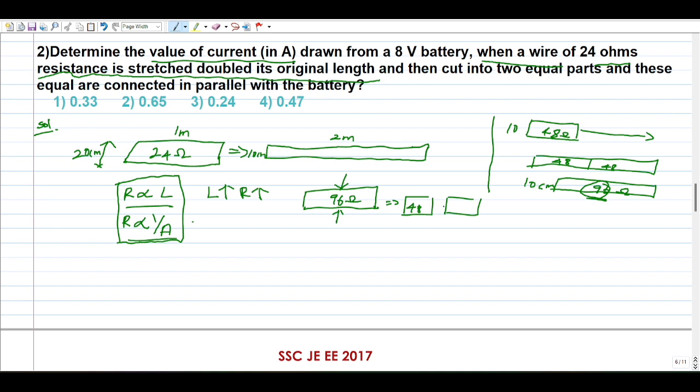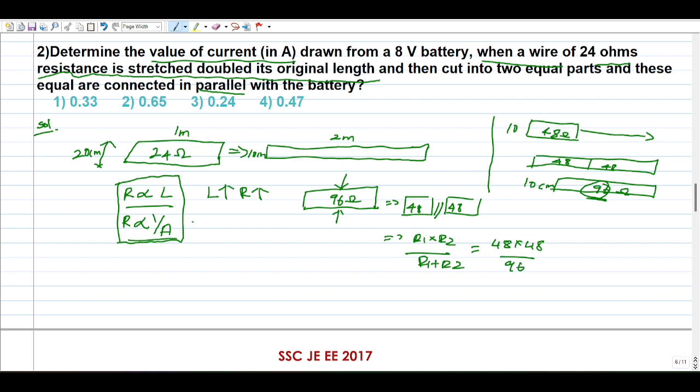So this is 48 and this is 48 ohm, and these two resistances, the two conductors, are connected in parallel. So if these two resistors are connected in parallel, for resistance in parallel, the formula is R1 into R2 by R1 plus R2. So it is equal to 48 into 48 by 96.